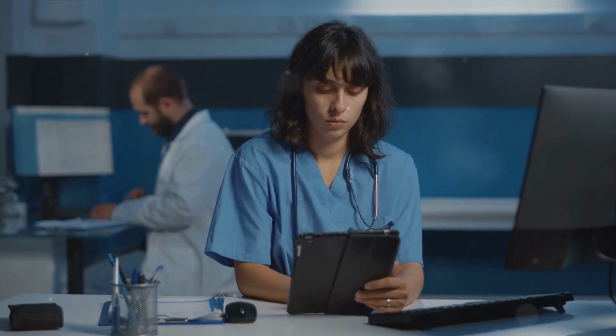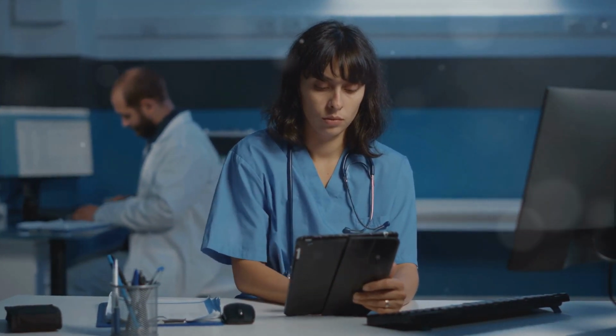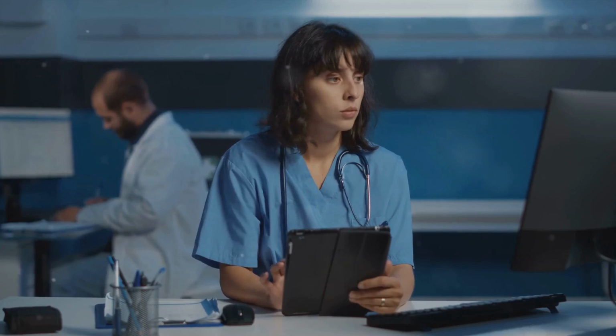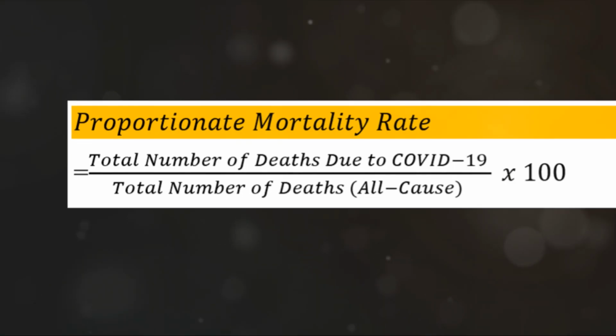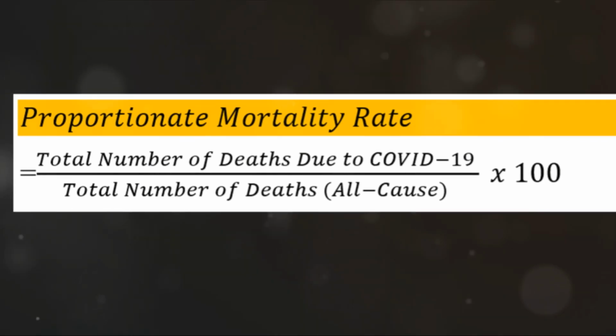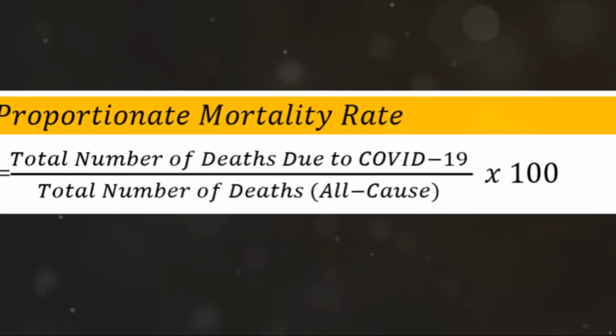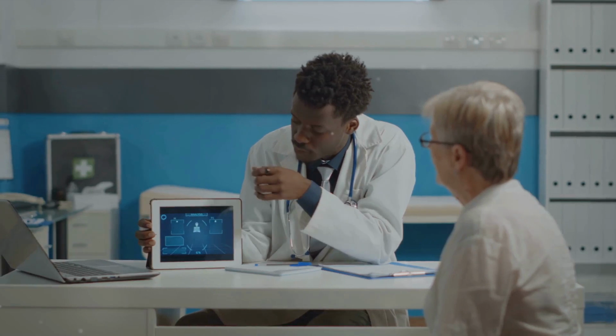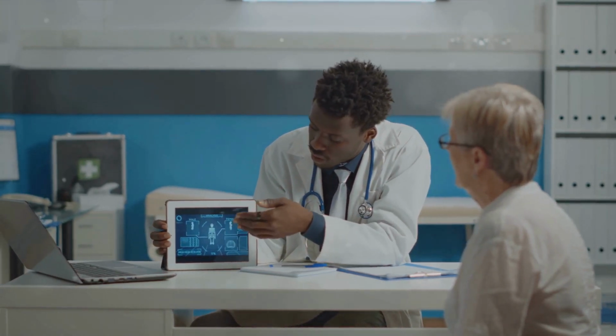The proportionate mortality rate is a ratio measure that compares the number of deaths attributed to a specific cause, for example, a particular disease or condition such as diabetes or high blood pressure, to the total number of all-cause deaths in a population over a specified time. It's an effective instrument for recognizing major causes of mortality.